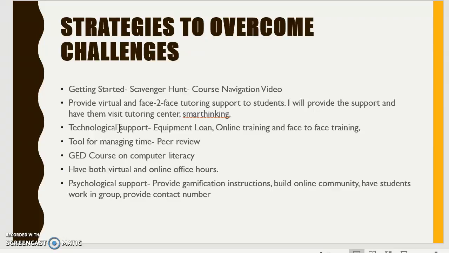Currently, I provide equipment loans to students. We got some equipment from the Department of Education, so we loan these laptops and other resources to students. I also recommend students take a general education course for computer literacy. I'm going to have both virtual and in-person office hours.